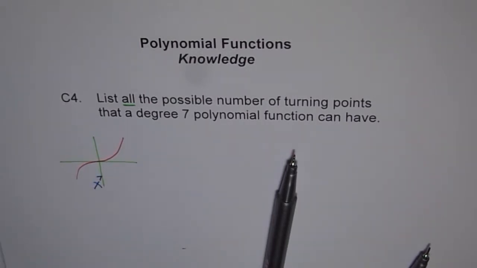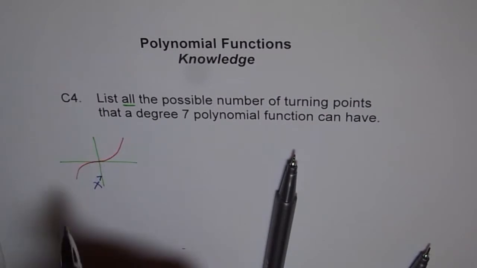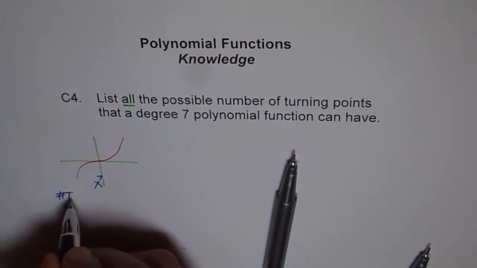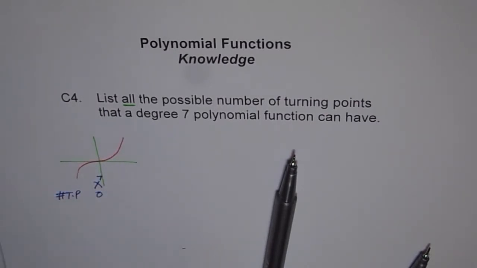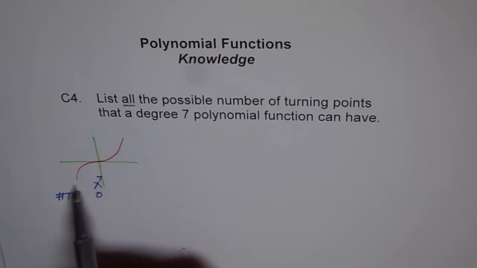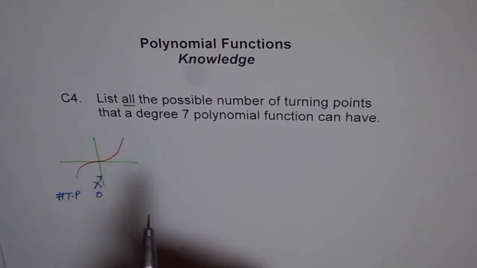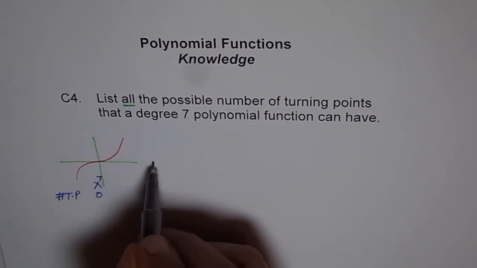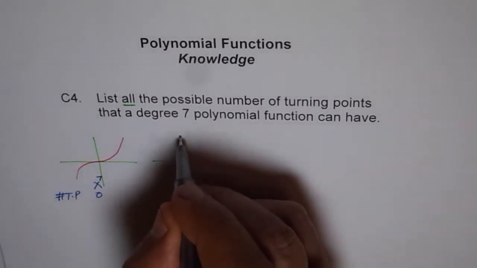When I write x to the power of 7, there are no turning points. Number of turning points here is 0. No turning point at all. It just goes, thinking and going forward. Never bending, never turning. Now let's look into another scenario.